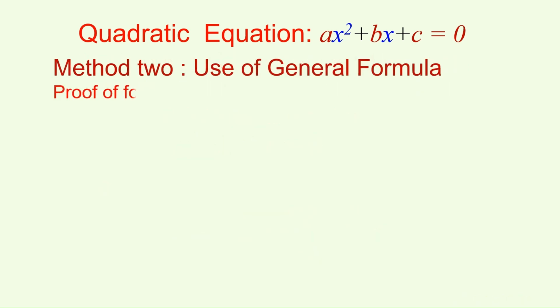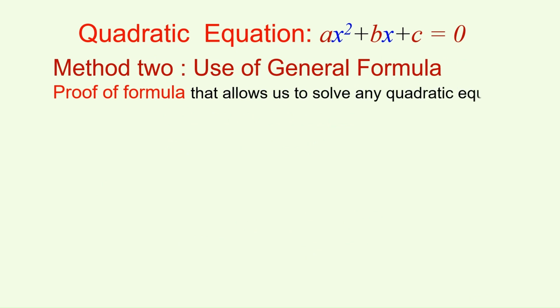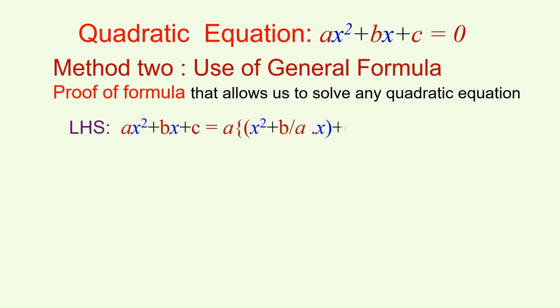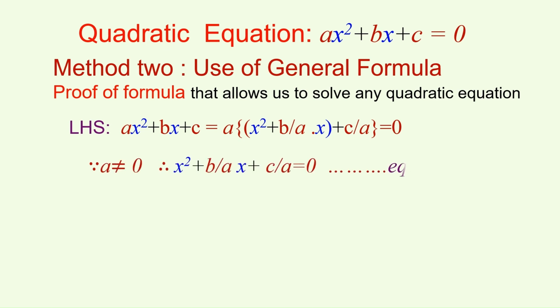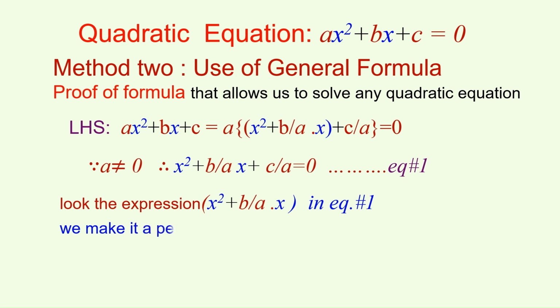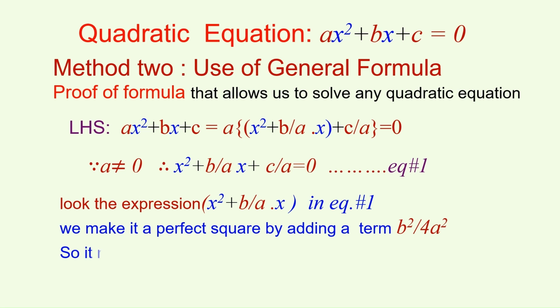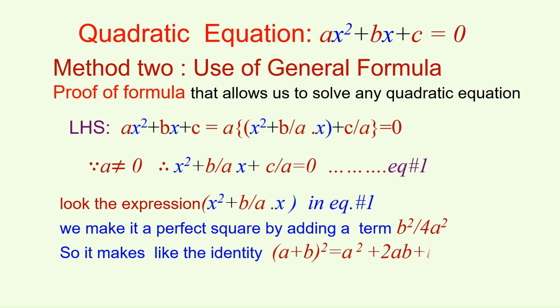We give you the proof of the formula that allows us to solve any quadratic equation. Left-hand side, ax squared plus bx plus c equals... Take the common factor a out. Since a is not equal to 0, therefore x squared plus (b/a)x plus c/a equals 0. Look at the expression x squared plus (b divided by a)x. We make it a perfect square by adding the term b squared divided by 4a squared, to make it like the identity (a plus b) whole squared equals a squared plus 2ab plus b squared.